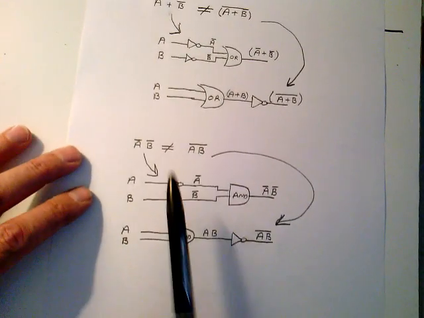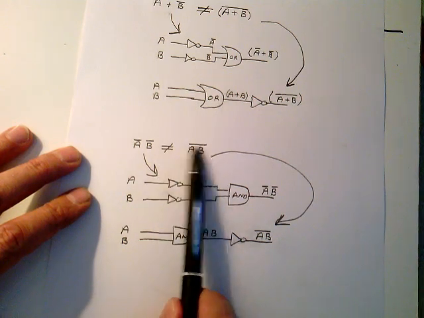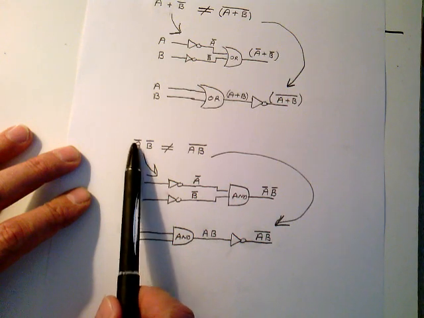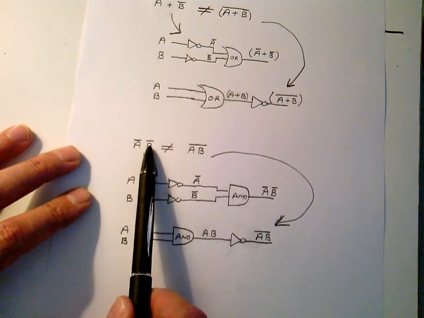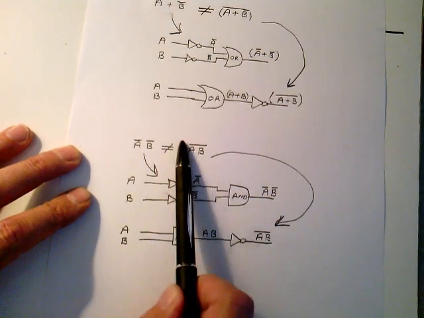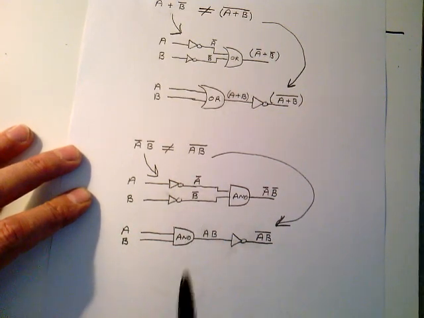Down here, same thing. A barred and B barred is not the same thing as A and B, the whole thing barred. The A being individually barred and the B being individually barred, those are inputs. When the whole thing gets barred, that's the output. That affects the output. These circuits are not the same circuit.